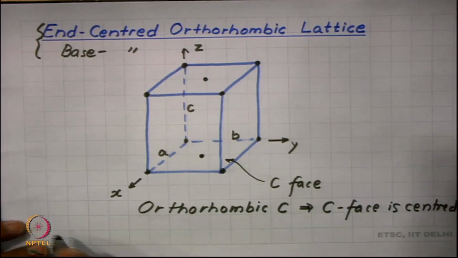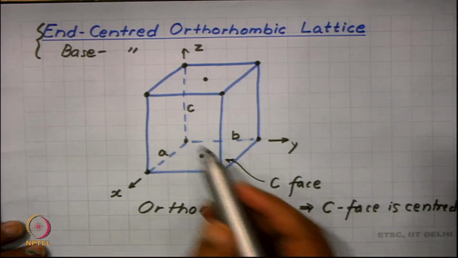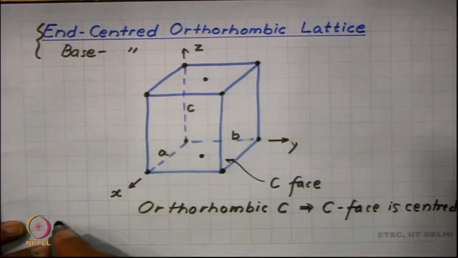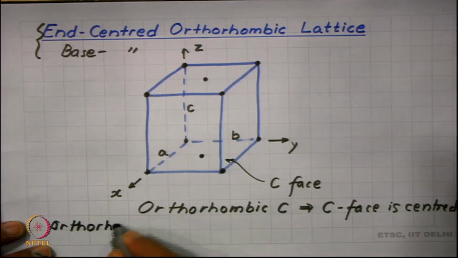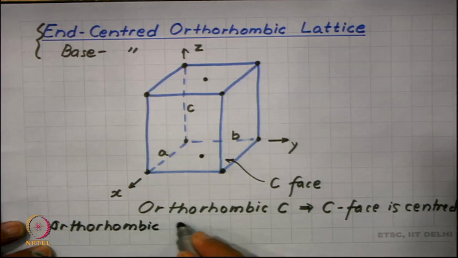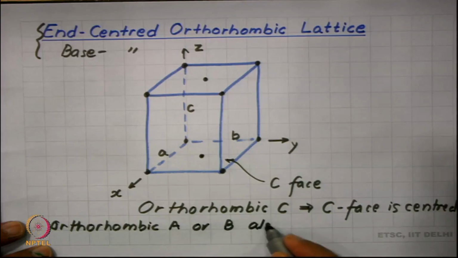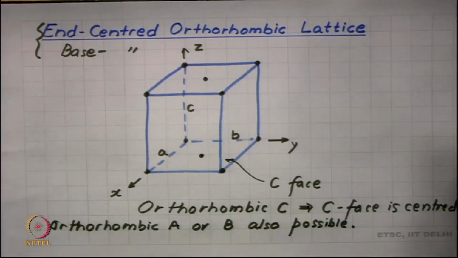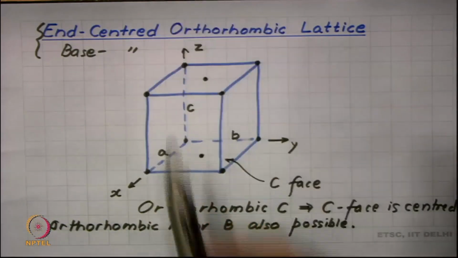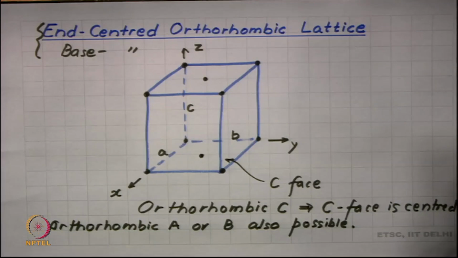Of course, if I had chosen to center the other faces, I can have orthorhombic A or B also possible. However, since only one pair of faces is centered, you can always choose your z axis or the C axis perpendicular to that face and make it orthorhombic C.